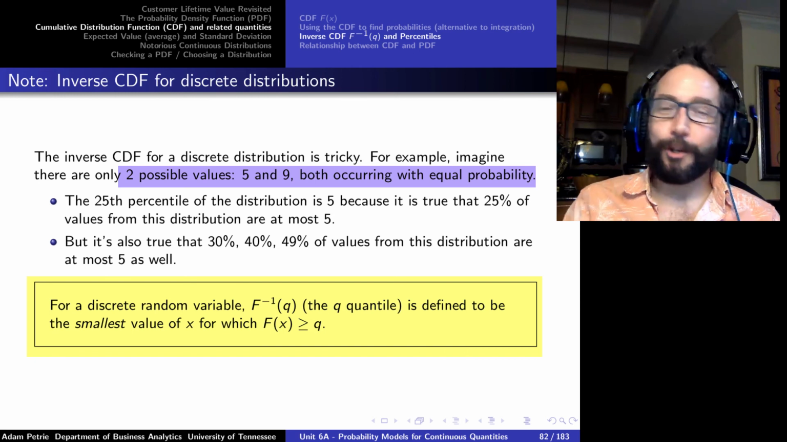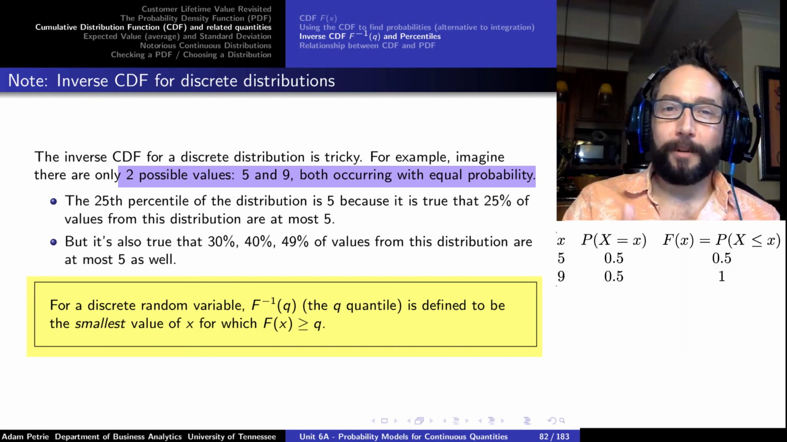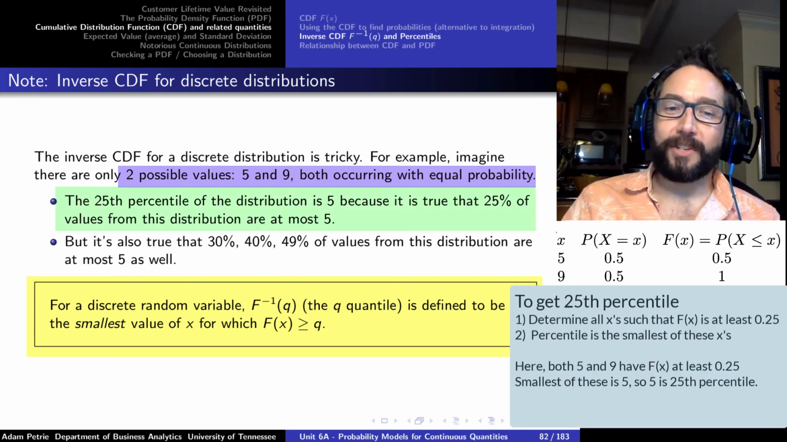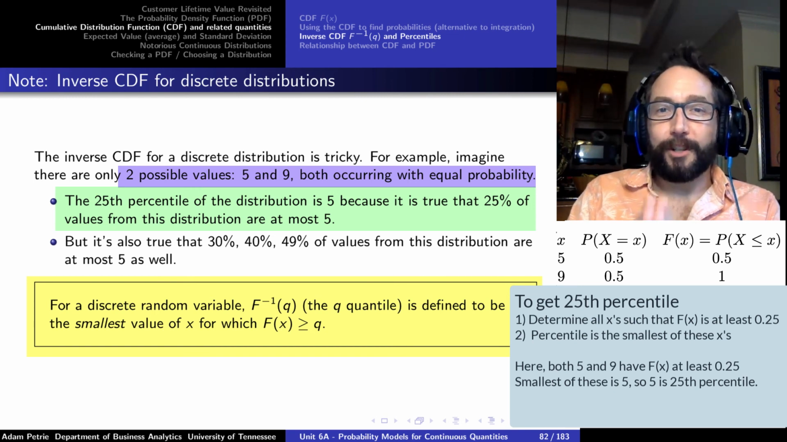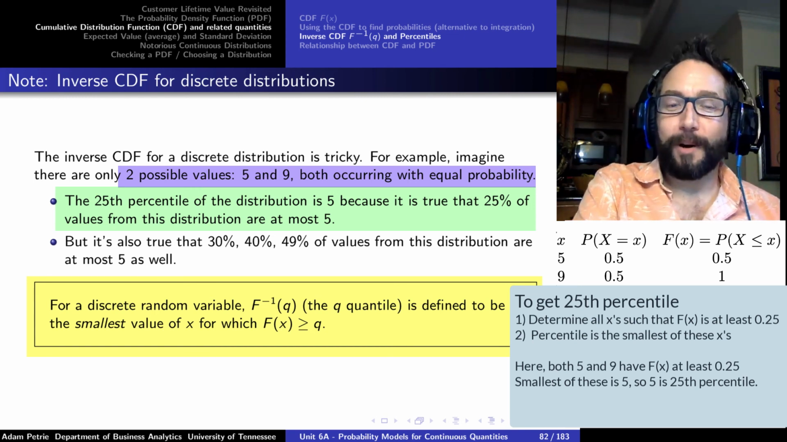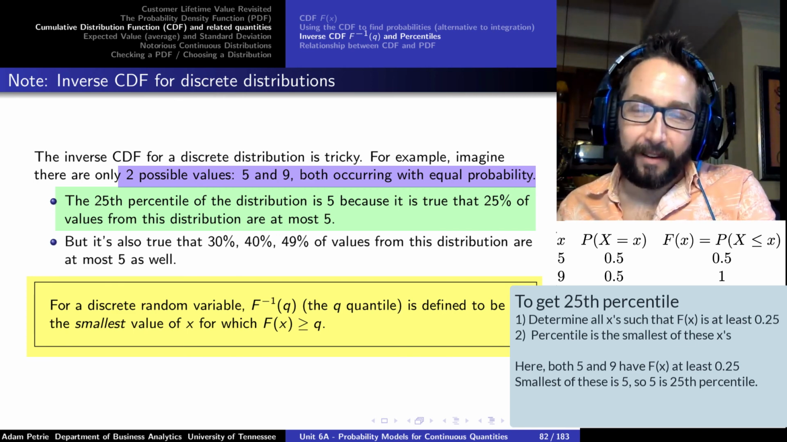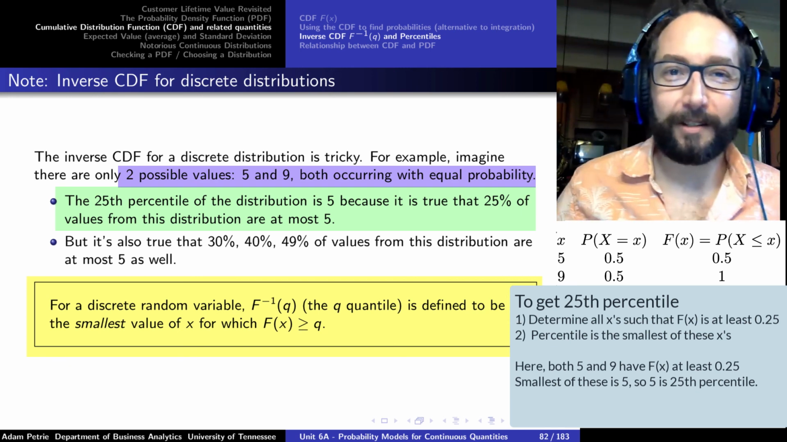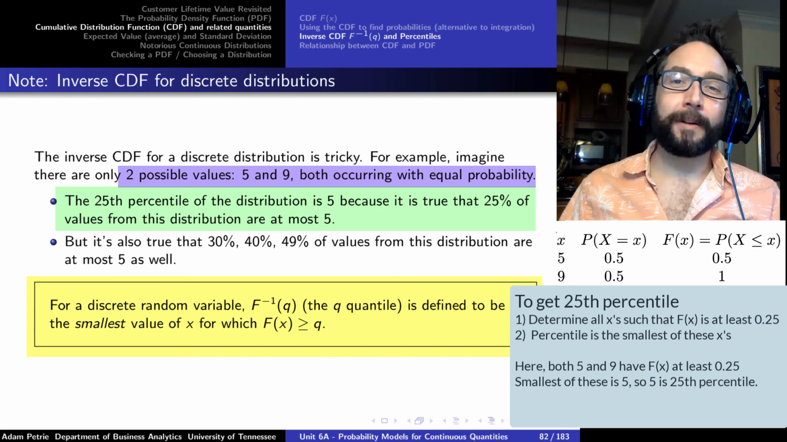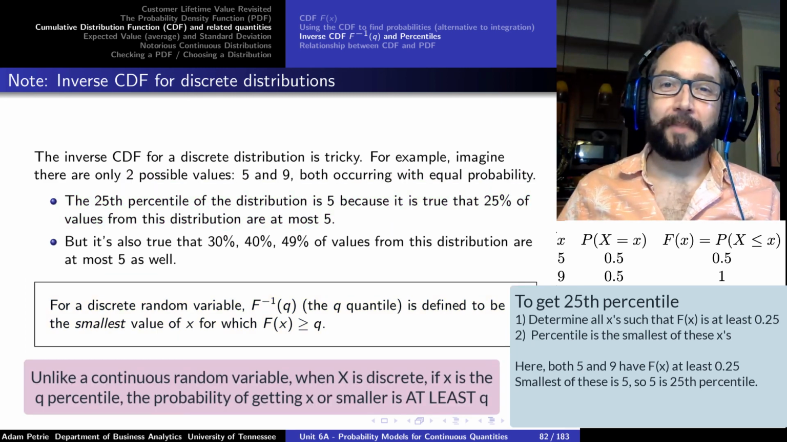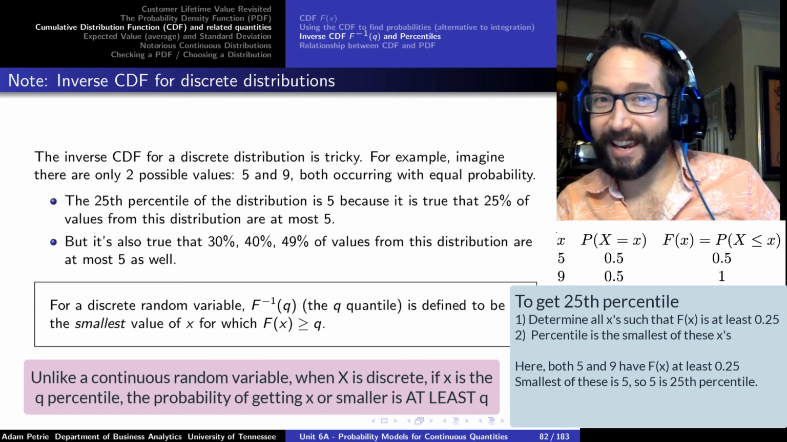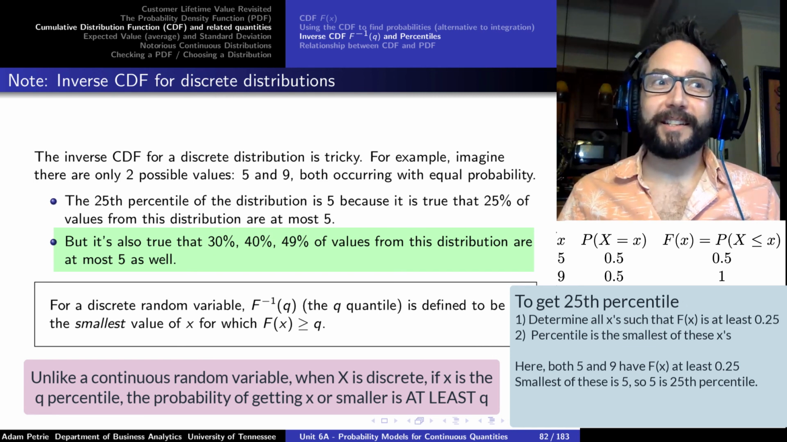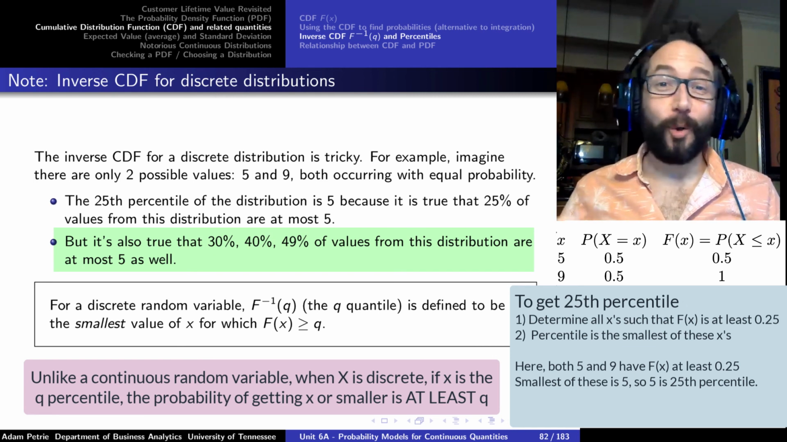Let's imagine that we only have two possible values, 5 and 9. They both occur with equal probability. The 25th percentile, how would we get that? Well, the 25th percentile is the smallest value of x for which the probability of observing that value of x or something smaller is at least 0.25. And so 5 would be the 25th percentile in this case, because it is the smallest value of x such that the probability of getting that value or something smaller is at least 25%. Probability of getting a 5 or something smaller is 50% in this case. So in reality, 5 is not only the 25th percentile, but it's the 5th percentile, the 6th percentile, the 48th percentile. It's a whole lot of different percentiles.